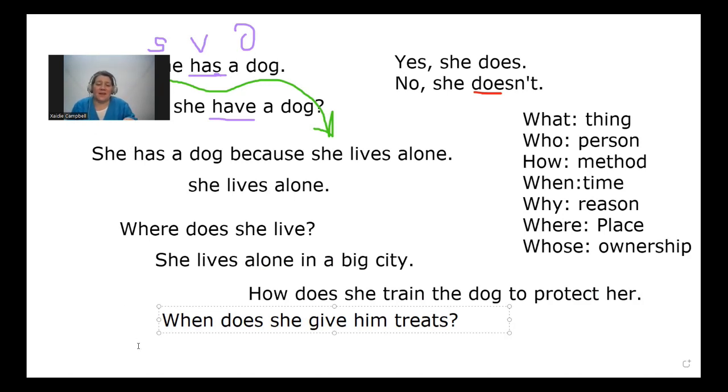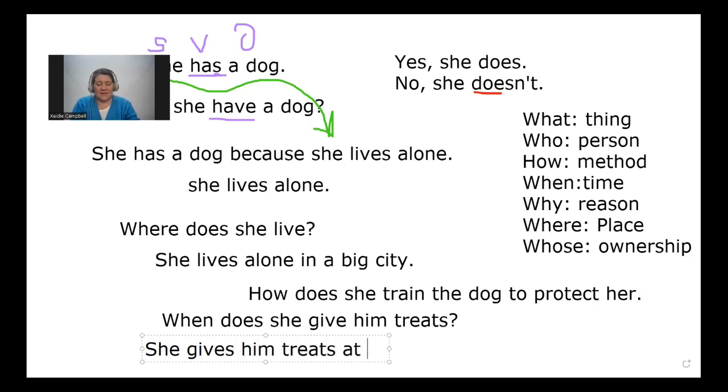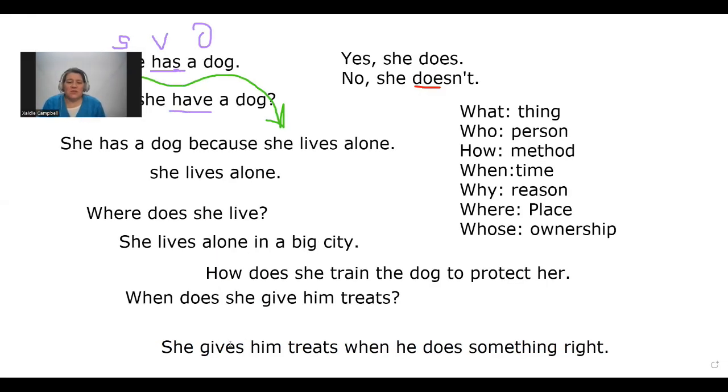Oh, she gives him treats when he does something right. Okay. She gives him treats when he does something right. So she gives him treats when he does something right. What can we ask about this? We want to ask what.